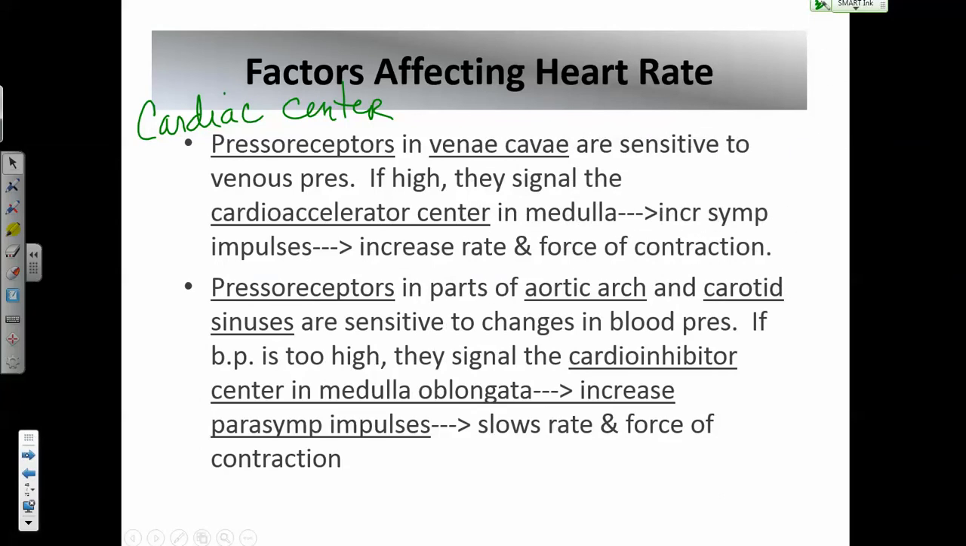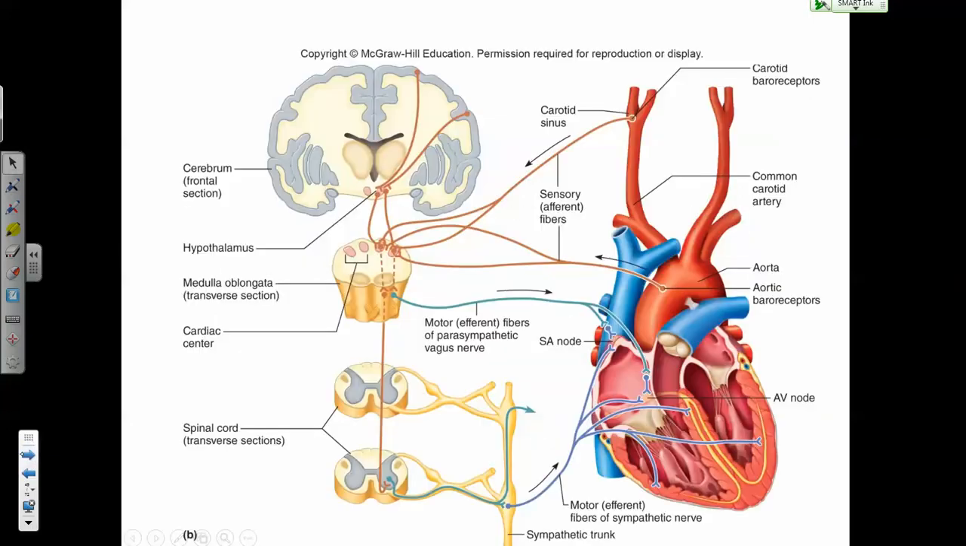Okay, and the first thing we're going to look at is some receptors that are in the walls of some of your blood vessels that are sensitive to the pressure of the blood in that blood vessel. They're called pressoreceptors. They're a type of baroreceptor in the body, and they're sensitive to changes in blood pressure. The first ones we're going to look at are in the walls of the vena cava, the superior and inferior vena cava. All right, so I want you to stay on this page, and let's look at a picture.